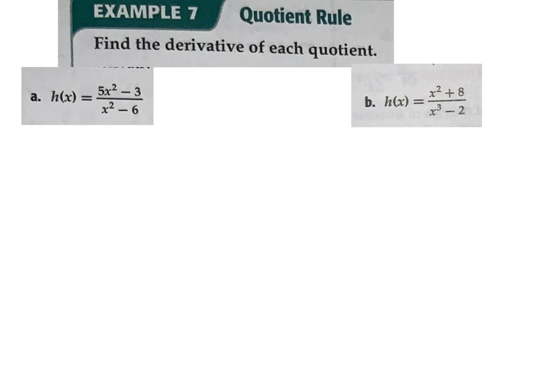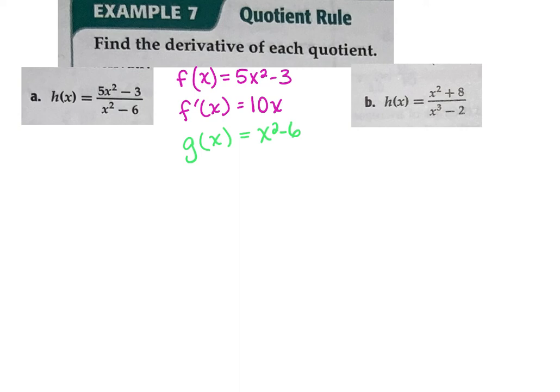All right. My f here is going to be the top one, 5x squared minus 3. The derivative of that is going to just be 10x, right? The 2 times the 5, drop it by 1, all right? Then we have g. G of x is going to be the bottom, x squared minus 6. The derivative of that is just going to be 2x.